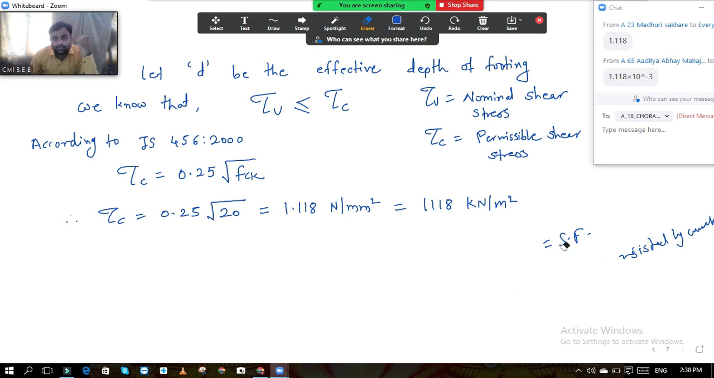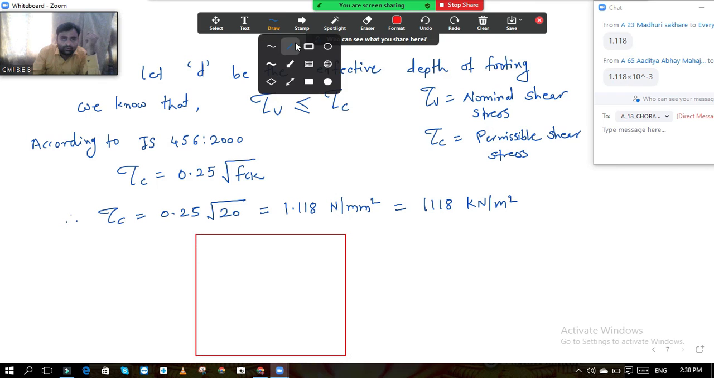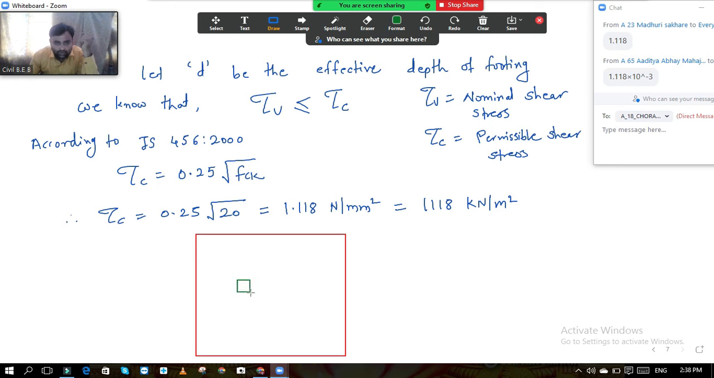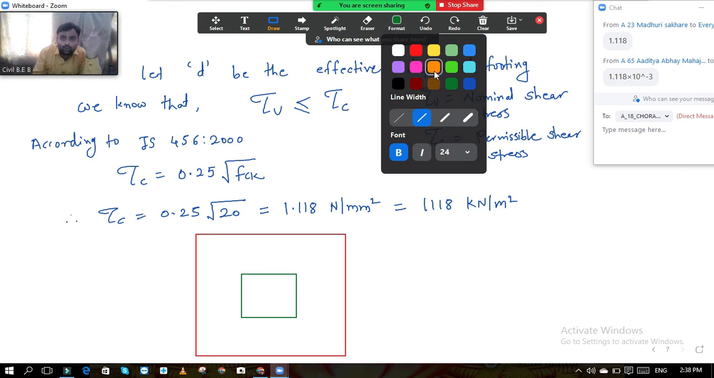So now to clear your concept, I will draw one diagram once again. This is our footing, this larger area. Here in between, our column is there, this is the column. Now for the punching action, this column will not penetrate alone.